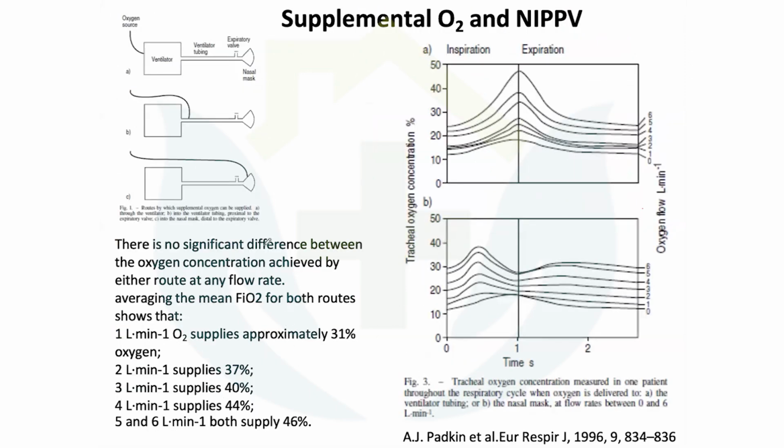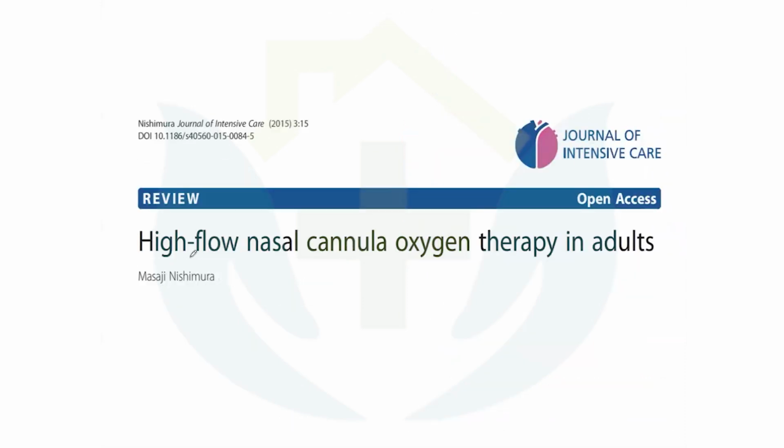There is another trial showing that there is no significant difference between the oxygen concentration achieved by either route at any flow rate. The average mean FiO2 for both routes: if 1 liter of oxygen is supplied, approximately 31% FiO2. So another trial shows that it does not depend on where you are keeping it, but rather on the flow rate and your IPAP.